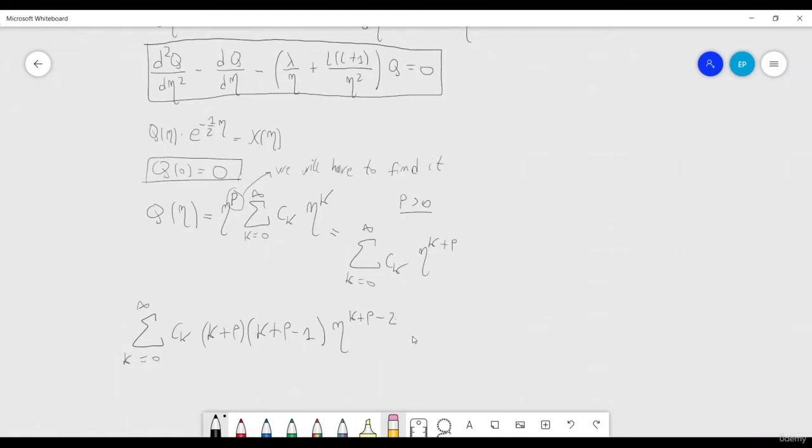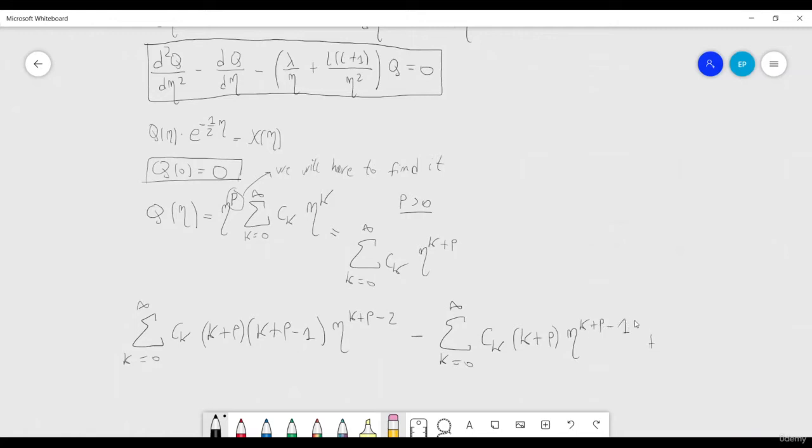And then I will have minus the first derivative, so I have minus the sum from 0 to infinity of c sub k times k plus p times eta to the k plus p minus 1.